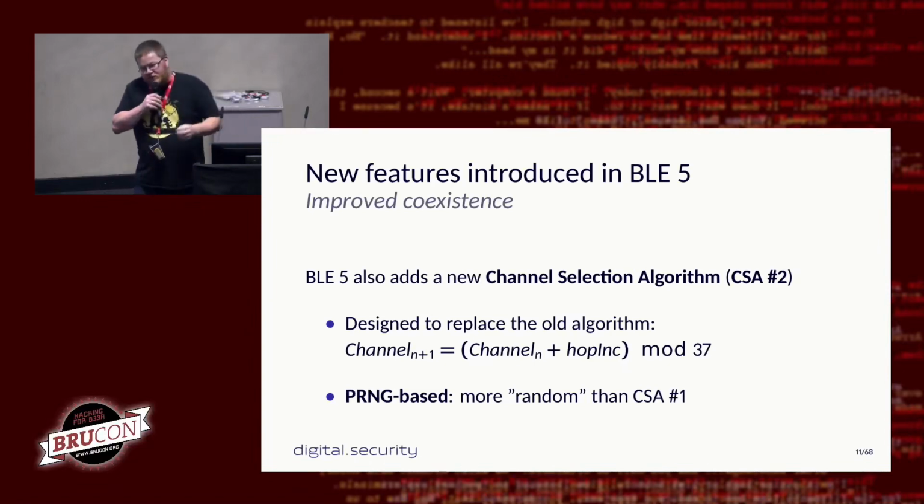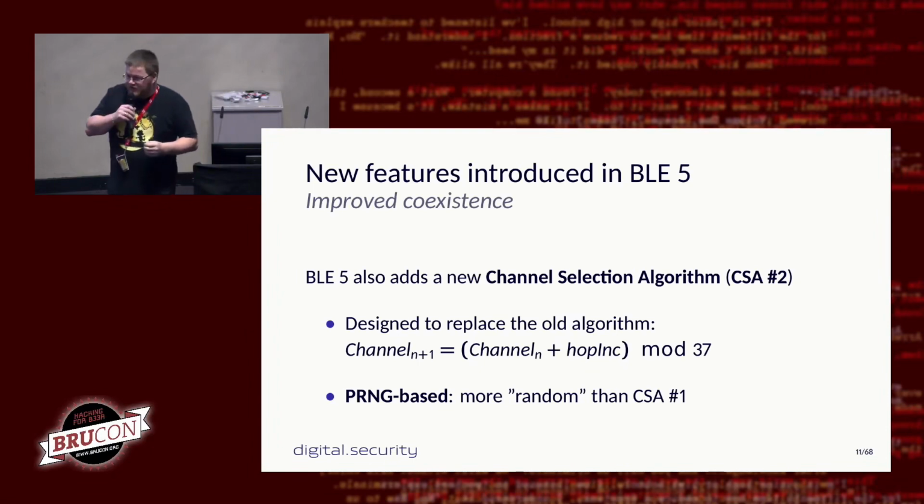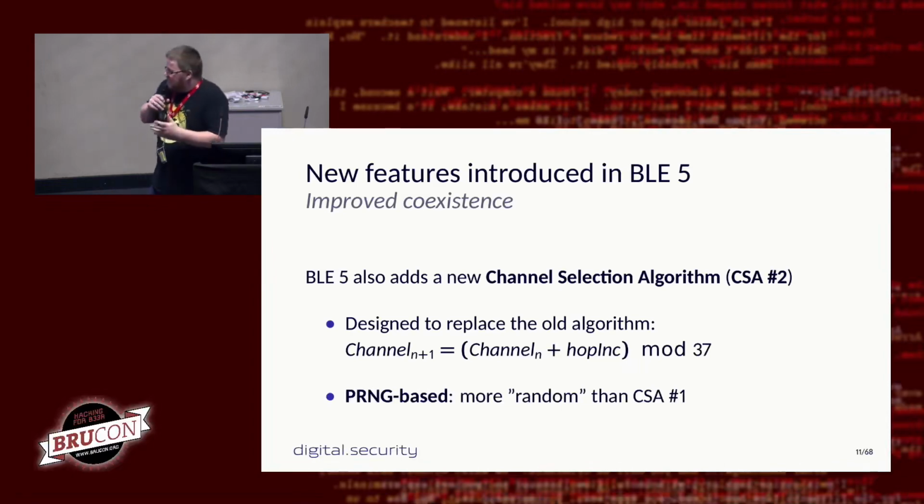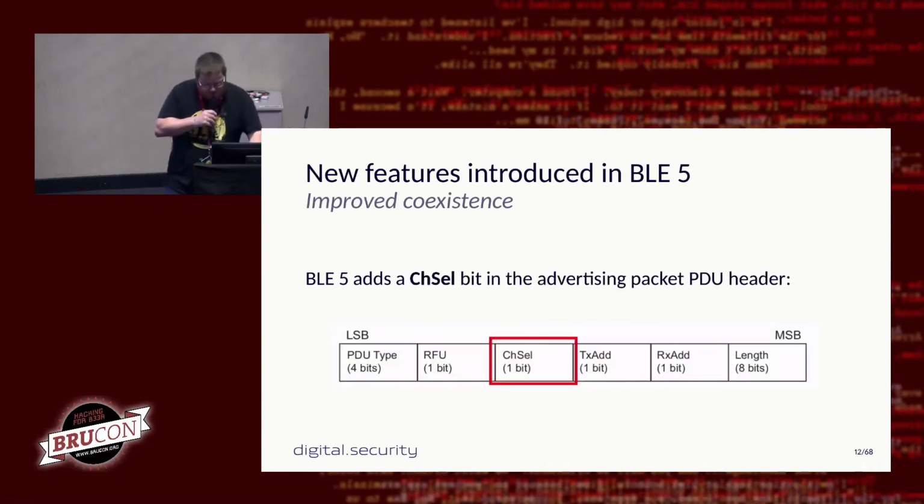So they decided to implement a new channel selection algorithm based on a PRNG, a pseudo-random number generator. This channel selection algorithm is more random, and in fact, this statistically improves the coexistence of devices.